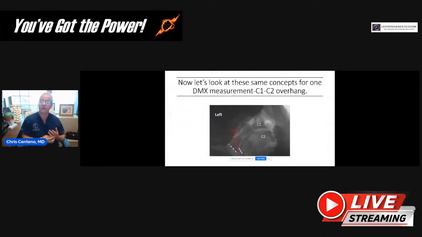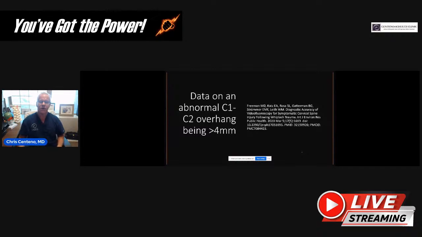So now let's look at how this should be done. And that's what Freeman and Katz did with these DMX measurements. And we're going to focus on one of those DMX measurements, just like we just focused on one of the neurosurgical measurements, and that's C1, C2 overhang, or how much C1 goes sideways on C2. So basically, Freeman and Katz defined that if you had a C1, C2 overhang of more than 4 millimeters, if you include other things, you can probably get that down to 3 millimeters, but we'll go with 4.